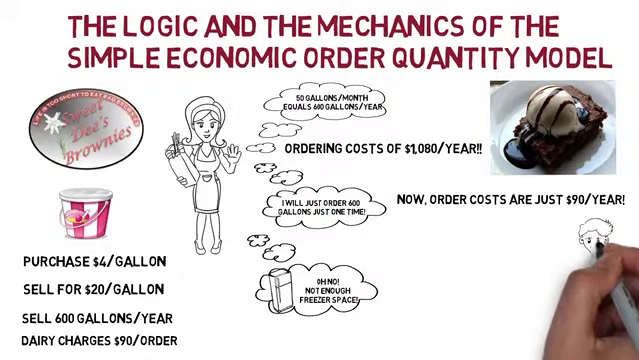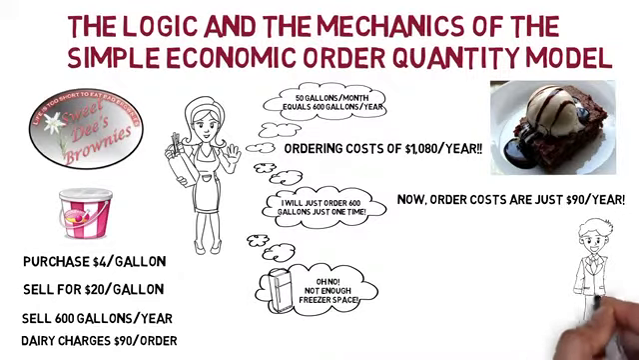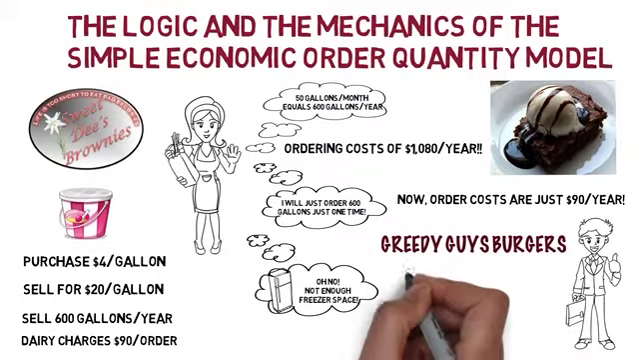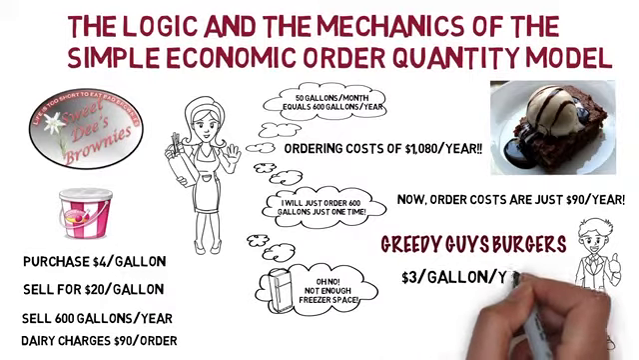Greedy Guy's Burgers, the shop next door, had a humongous freezer. Maybe she could store the ice cream there. The bad news: Greedy Guy's owner lived up to his name. He wanted to charge Kiana $3 per gallon per year to store the ice cream.